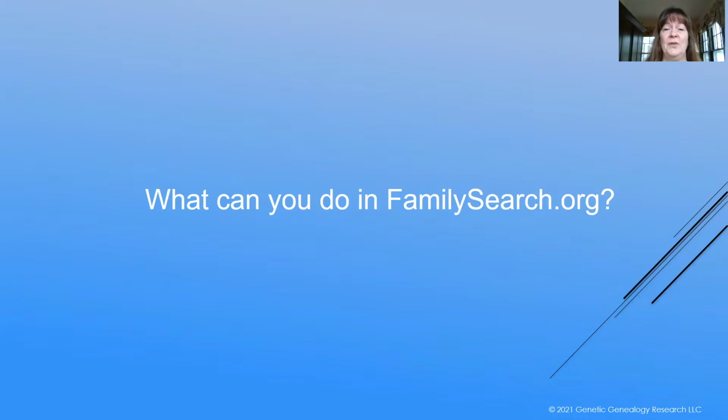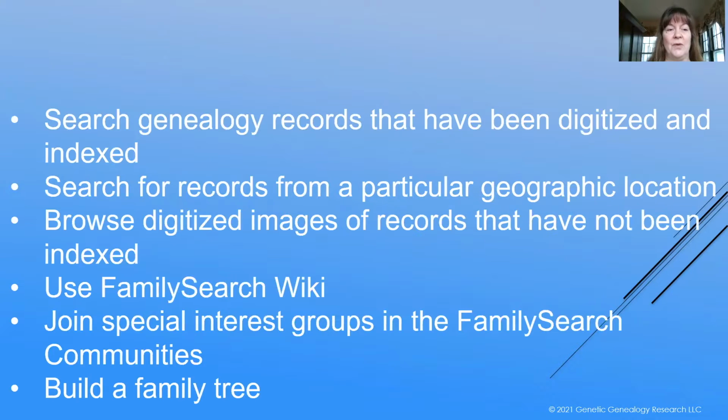So let's get started. What can you do in FamilySearch, a fantastic genealogy resource? Let's look at all the things that you can do by using FamilySearch.org. You can search their database of genealogy records. You can also search for records by a geographical location. You can browse digitized images of records that may not have been indexed. You can use the FamilySearch Wiki. You can also join special interest groups in the FamilySearch Communities, and there you can post questions about your research in particular areas. And we'll also talk about building a family tree using FamilySearch.